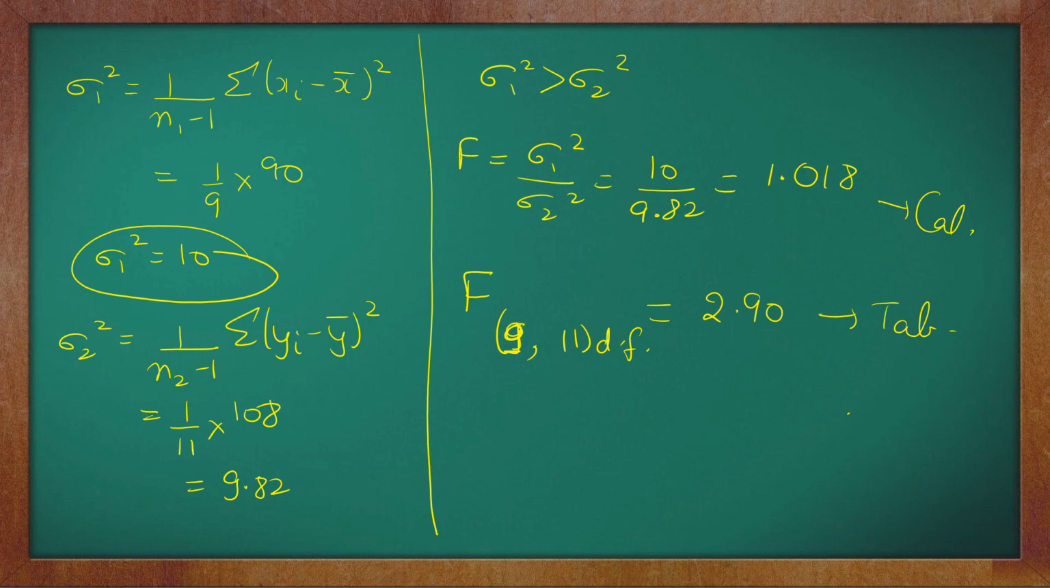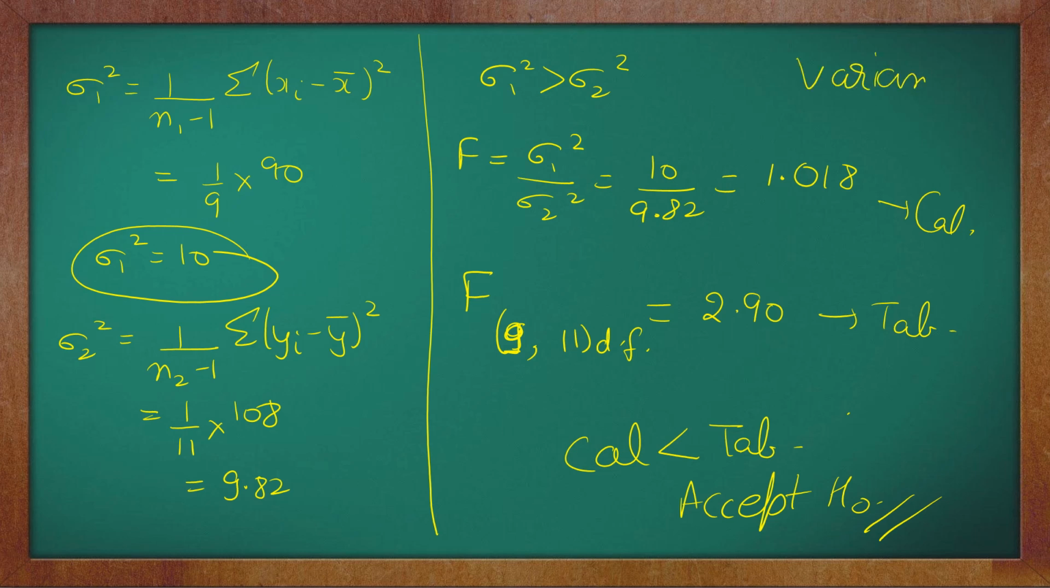So we have analyzed that my calculated value is less than the tabulated value. So I have to accept the null hypothesis. Very easily you can solve these types of questions. Just please keep in mind and check: when we are comparing the variances, I always have to go for the F test. So very easily we can check it in the exam.